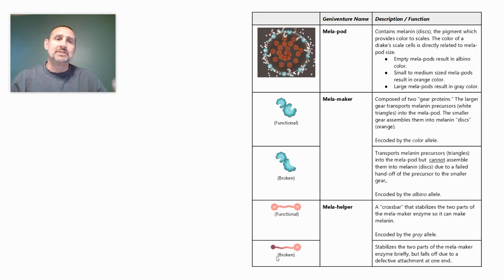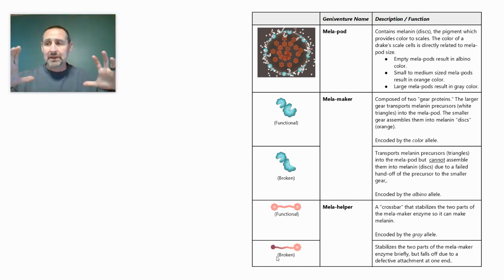This chart is going to be super helpful, so pay close attention to it. The things on this chart are going to be significant to solving that riddle. You'll notice you have the melopod, that's the cell that contains the skin pigment. You have the melomaker, looks like gears. Those gears are going to be making the skin pigment. You have the melohelper. The helper is keeping the maker together. All these pieces have to be working in order for you to get the traits you want.